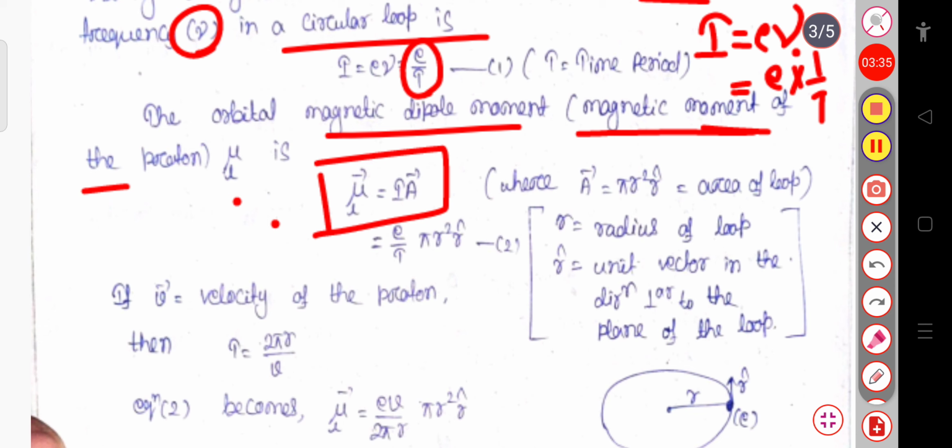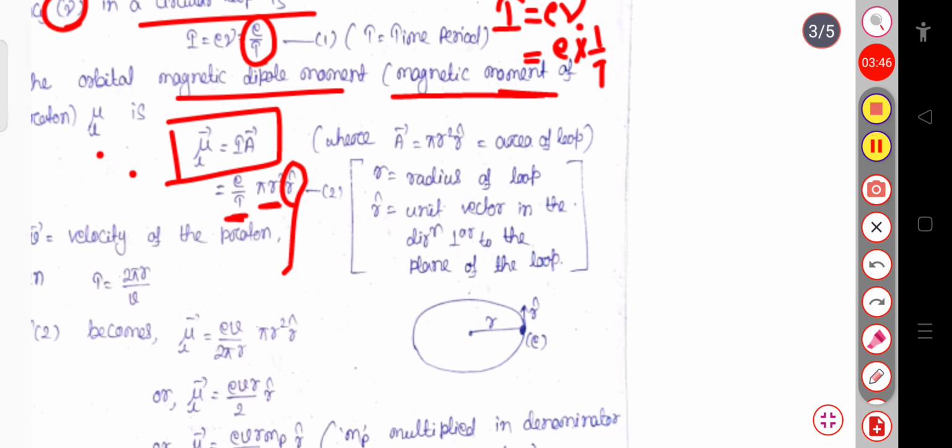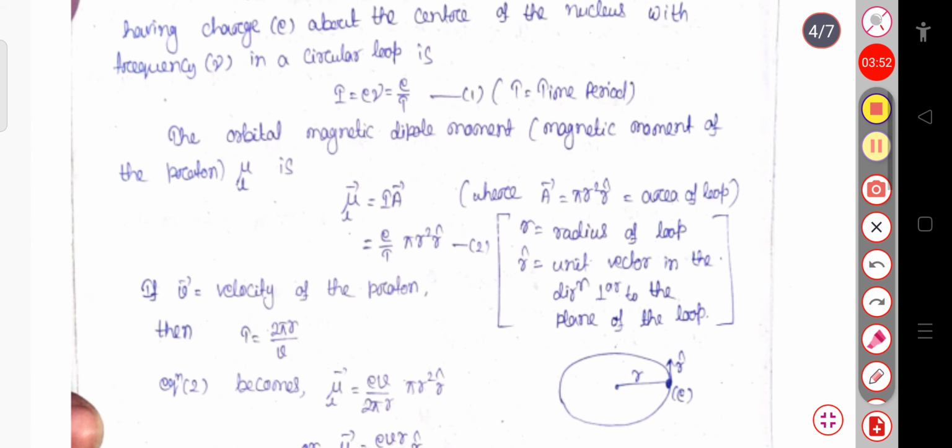Now in place of current we can write e by T, and in place of area I will write pi r square into r cap, and this r cap will show the direction of the magnetic dipole moment mu L. Since the area of the circular loop is pi r square, this r cap represents the direction. So here A is the area of the loop, r is the radius of the loop, and this r cap represents the unit vector in the direction perpendicular to the plane of the loop.